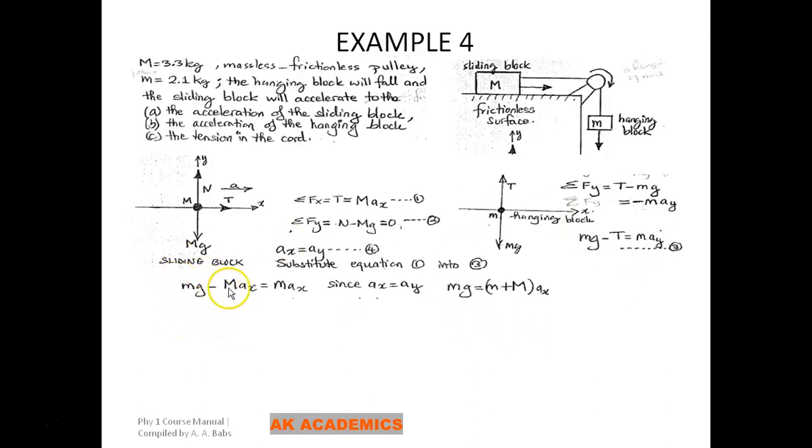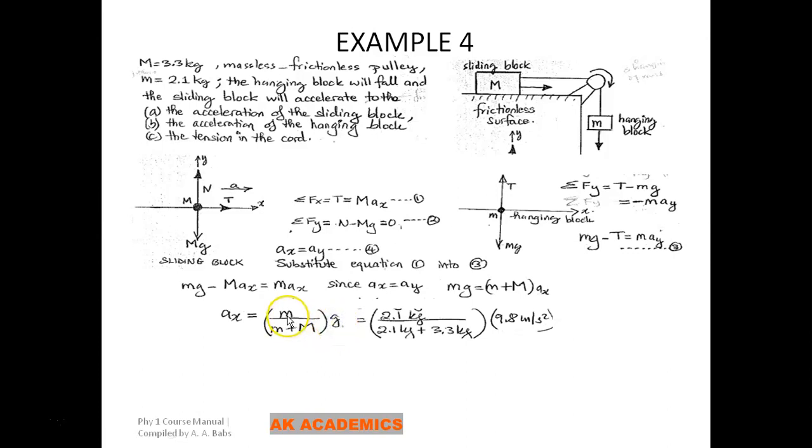If you add max to both sides, you're going to have mg equals m plus M, all in bracket, ax. This is very, very important. So as we move on, you can make ax the subject of the formula here. If you do that, you have ax equals m divided by m plus M, all multiplied by g.